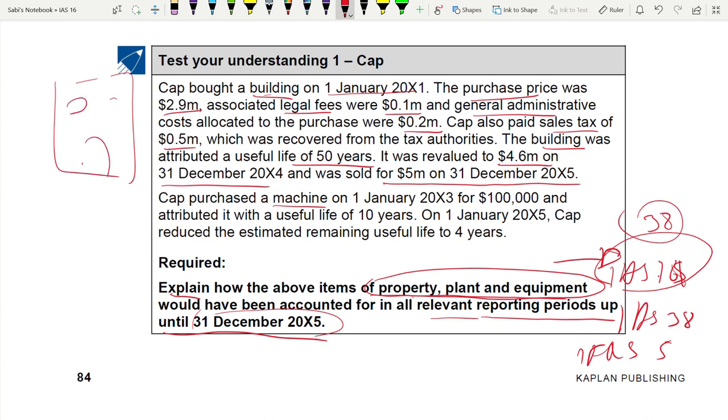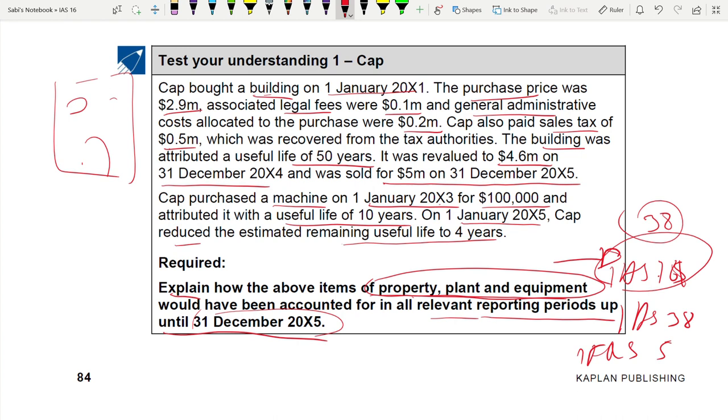Next is the machine. This was purchased on 1st of January 2003. You see, there are two different assets. You have to deal with them in two different ways, because the building you bought on 1st of January 2001, and the machinery you bought two years later for 400,000. The useful life is 10 years. On 1st of January, they reduced the estimated remaining useful life to 4 years. Here they changed the useful life from 10 to 4 years. That's what is happening in the machine.